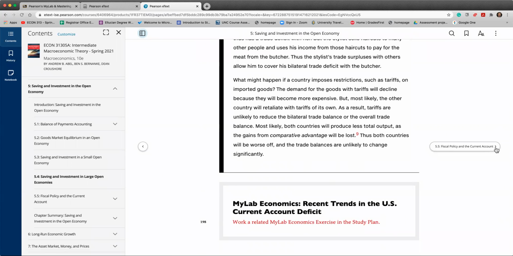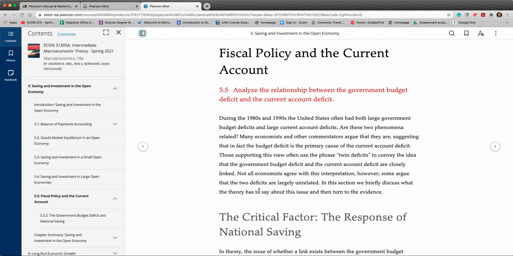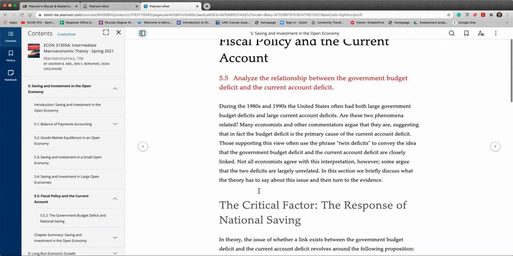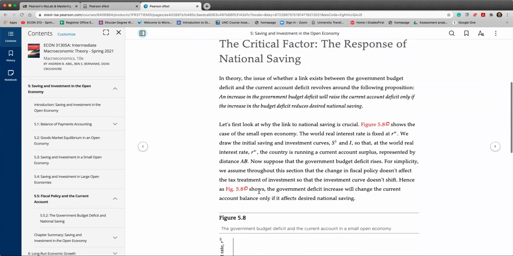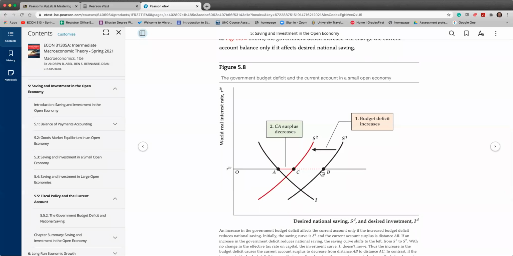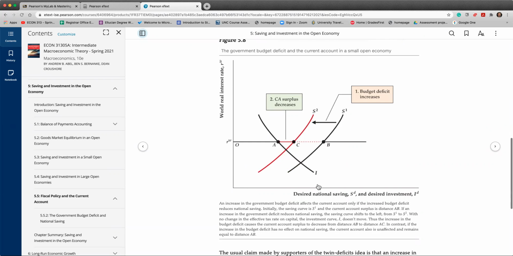And then the question becomes, well, what happens when there are shifts in the curves? That's always the question, right? So when there are shifts in a curve, then in the small open economy, a bigger budget deficit, for example, reduces national saving. It causes the current account surplus in this country to get smaller, if the real world interest rate was up here. So what happens in the large open economy? Well, the same thing happens in, let's say, the home country.